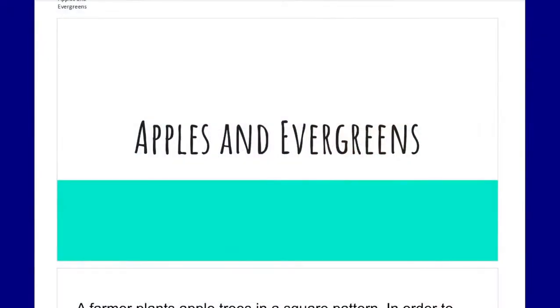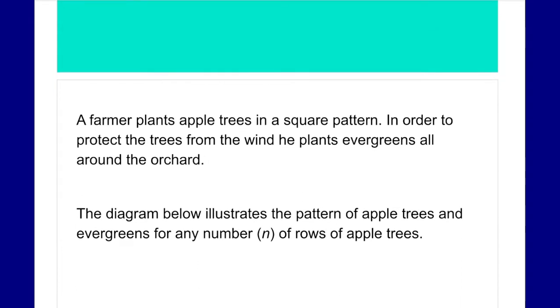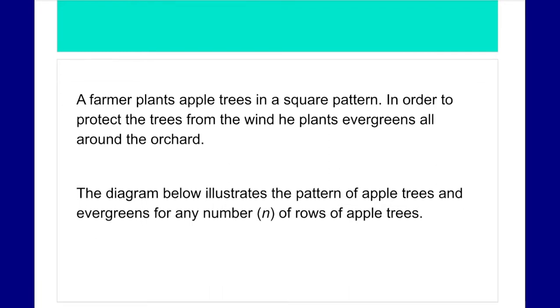In today's lesson, we are going to be doing a little bit of an investigation called Apples and Evergreens. The way it works, a farmer plants apple trees in a square pattern. In order to protect the trees from the wind, he plants evergreens all around the orchard. The diagram that I'm going to show you next illustrates the pattern of apple trees and evergreens for any number n of rows of apple trees. So depending on the number of rows of apple trees I have, my pattern is going to change.